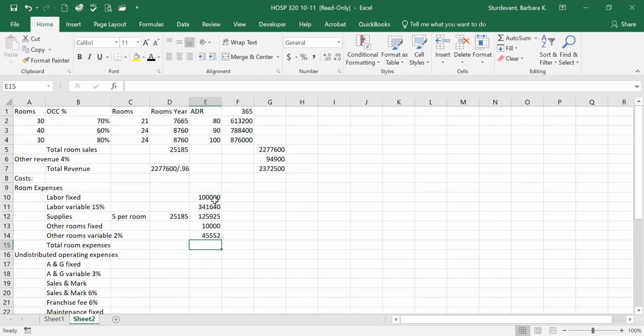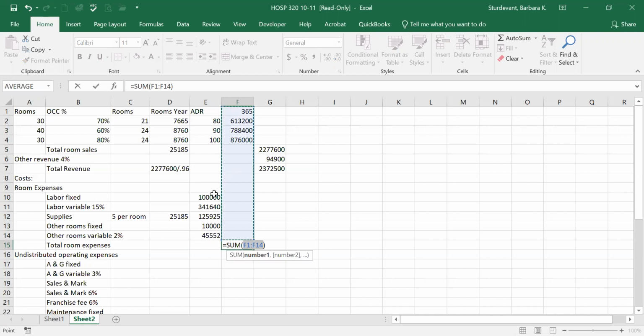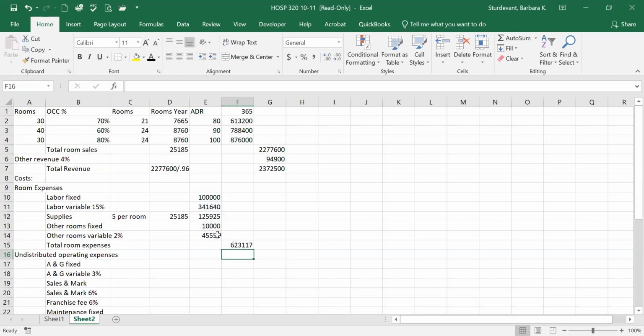Okay, so fixed. This one was just rooms times 5. And then these two were room sales times the various percentages. And that will give us our total room expenses. So with the income statements that we used to do, this would all be on that room line in the top part, because we'd have our labor total in the payroll column, and then the rest of that would be in the other expense column.